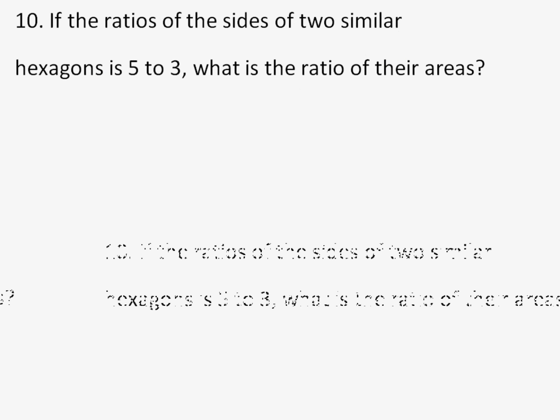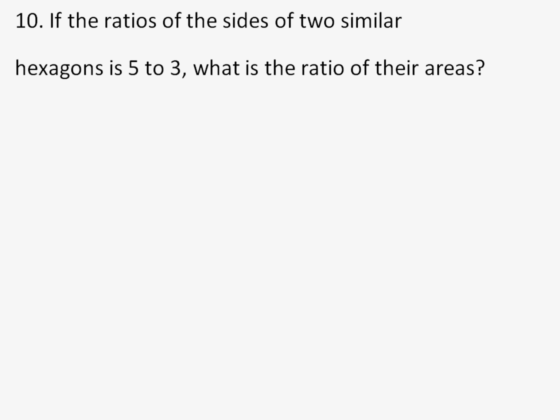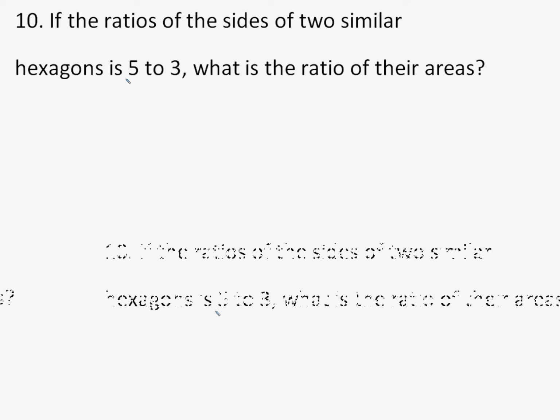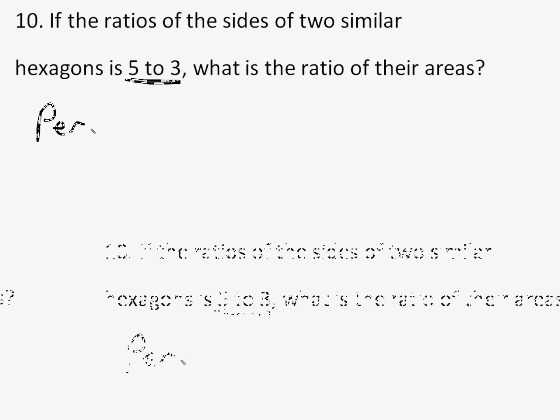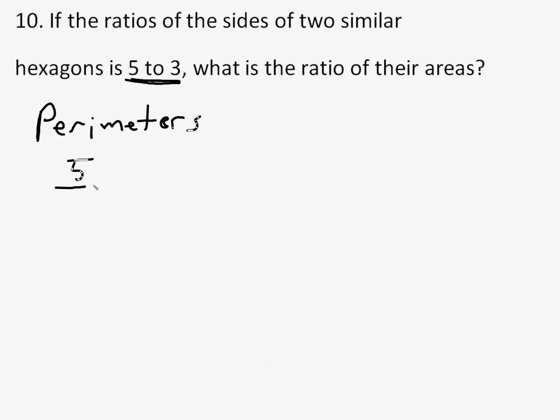Another one dealing with similar figures, we learned about this before. If the ratio of the sides of two similar hexagons is 5:3, what's the ratio of their areas? Well, we're going to do a quick review over this whole thing. We know the ratio of the sides is 5:3, and what we learned, which isn't part of the question, is the ratio of the perimeters is the same as the ratio of the sides. So the ratio of the perimeters would also be 5:3.